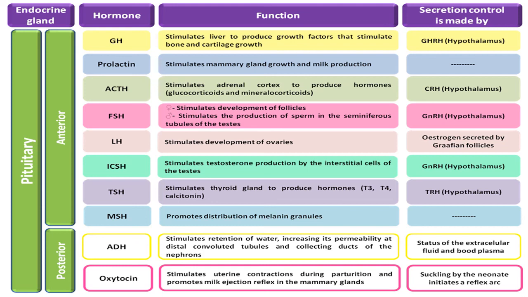Now the summary of the hormones from the anterior part as well as the posterior pituitary part. In the anterior pituitary, that is growth hormone, prolactin, ACTH, FSH, LH, ICSH, TSH, MSH. So these are the hormones from the anterior pituitary gland, and from the posterior, two hormones, that is ADH and oxytocin. So this is all about the hormones related to the pituitary gland.